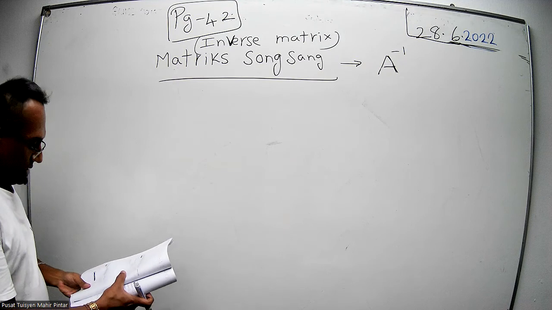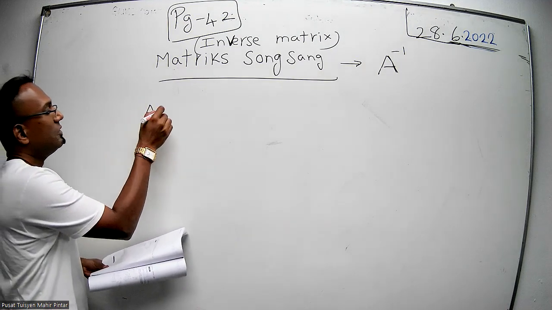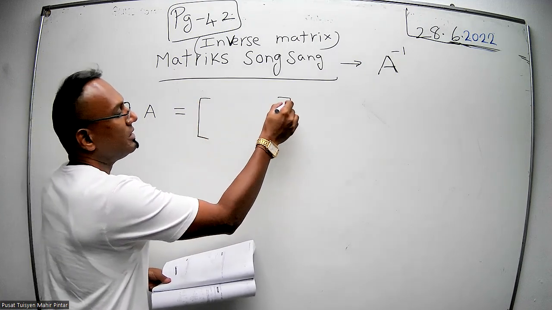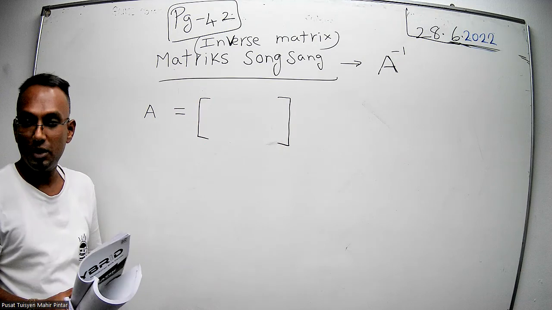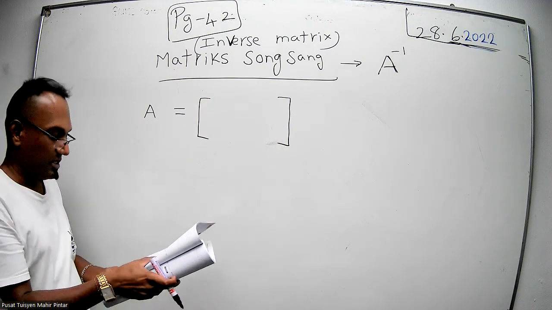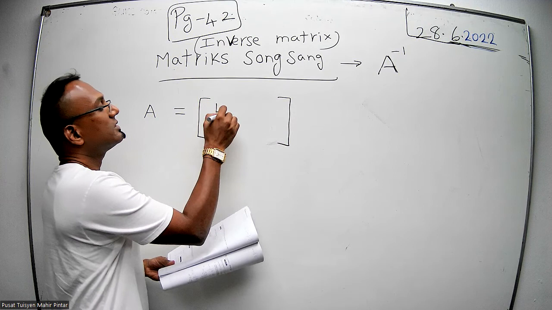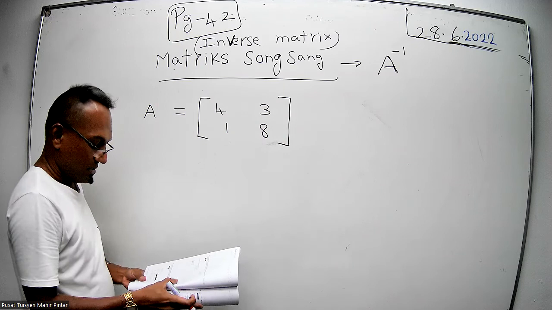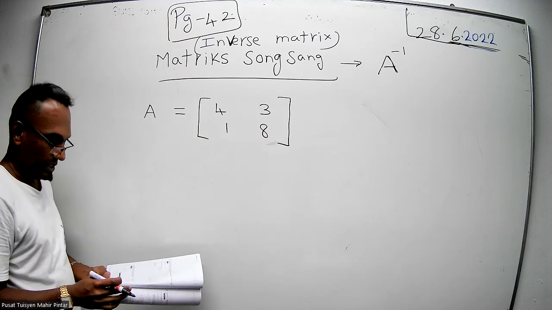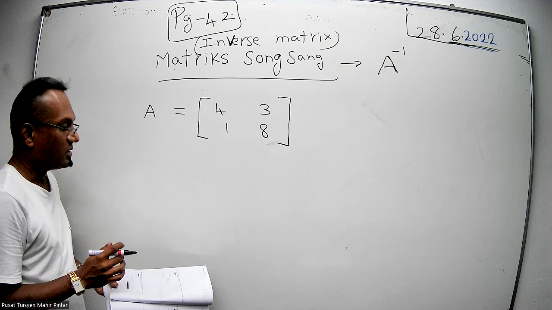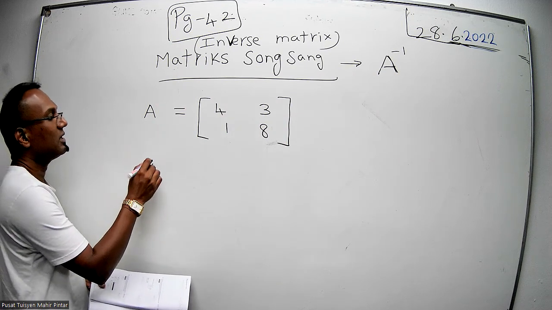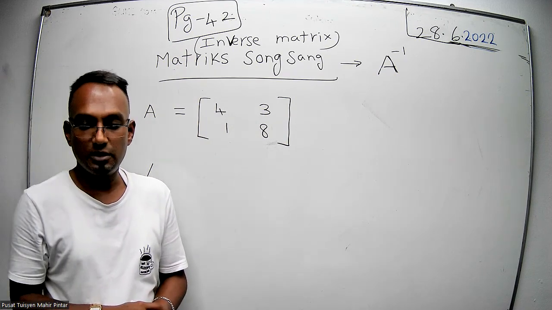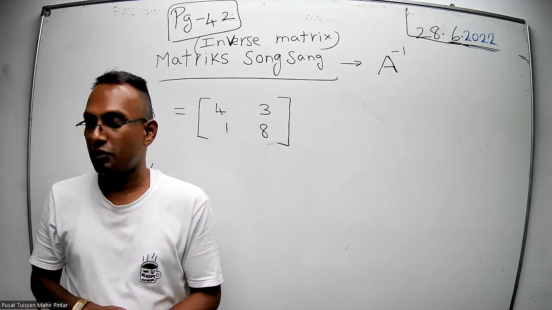So if there is a matrix given for you, A is a matrix. How do you represent the matrix? By the square bracket, right? The square bracket is the representation of the matrix. Now I'm going to give 4, 3, and the other elements 1, 8. Page number 42. You can see in your activity book, the formula is given. I have to find the inverse matrix.